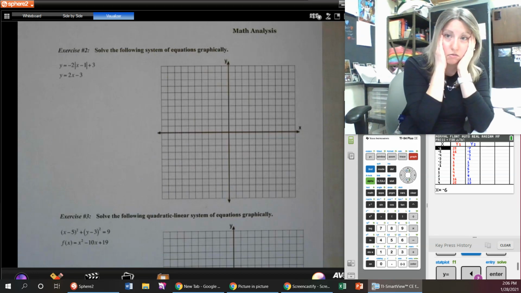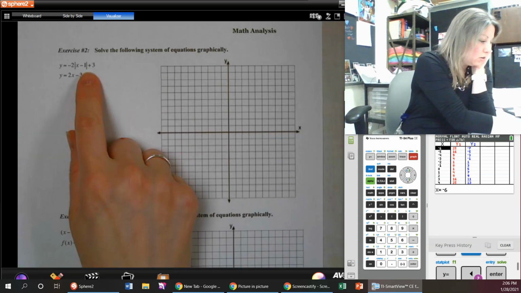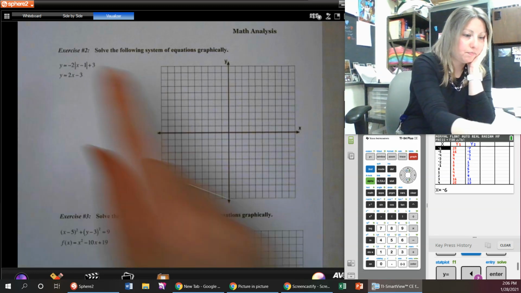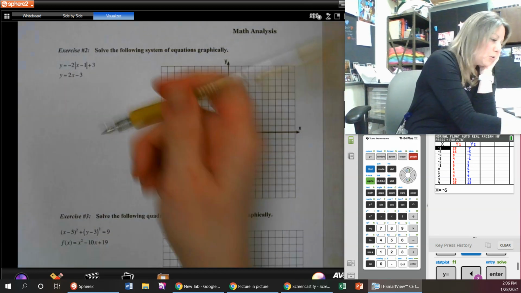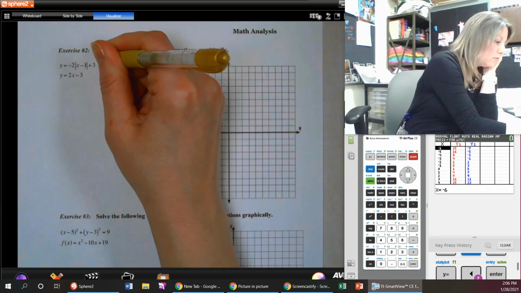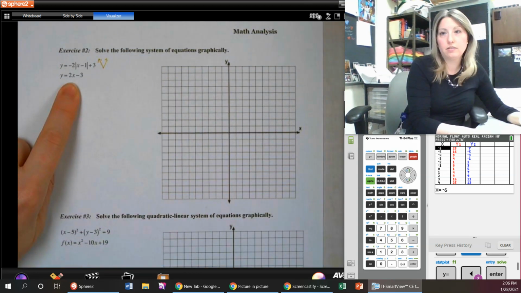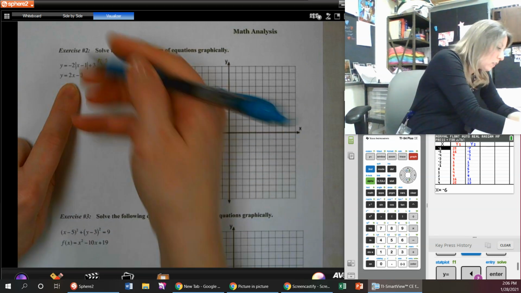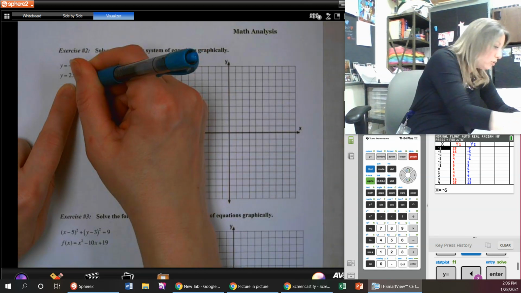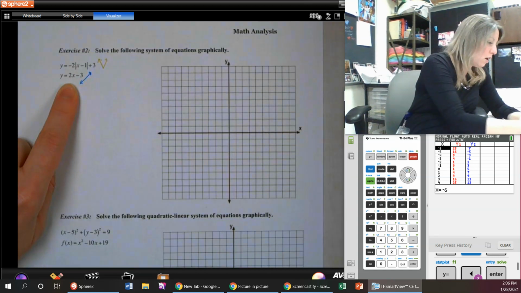What do I have on exercise 2? What do those bars indicate? Absolute value. And how about this guy? Another line. So we'll do those. All right.